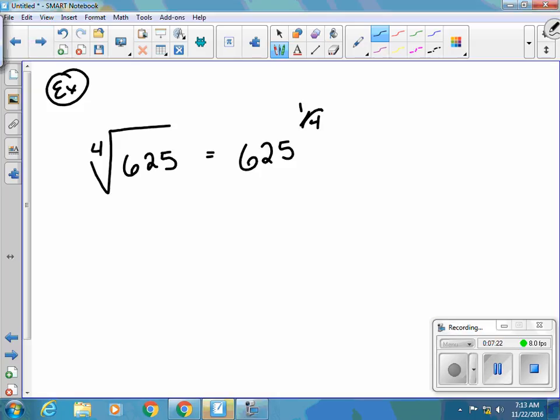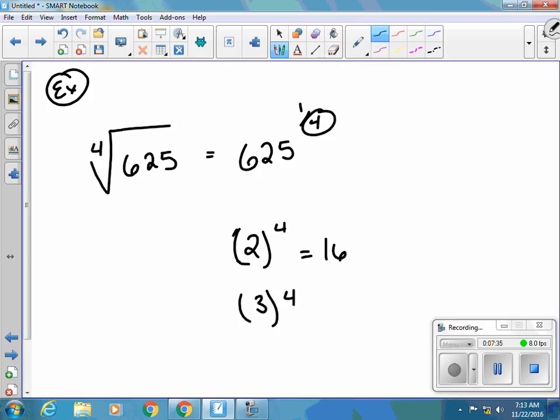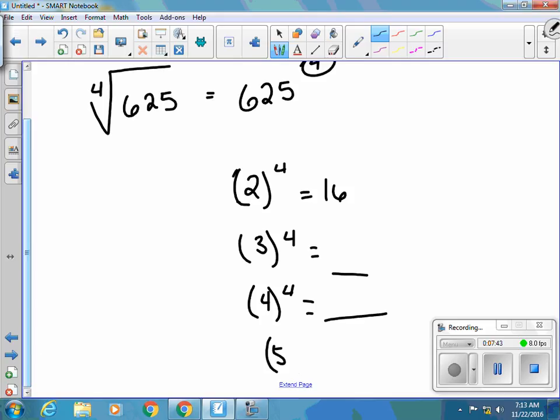Okay, so I know it's going to be something to the 4th. So I start with 2 to the 4th, and that actually equals 16. Okay, 3 to the 4th. It's not going to equal that. I'm just going to tell you that now. 4 to the 4th. Still not going to equal that. And then until I find the actual one that gives me 625, I start at 2 and then I work my way up.